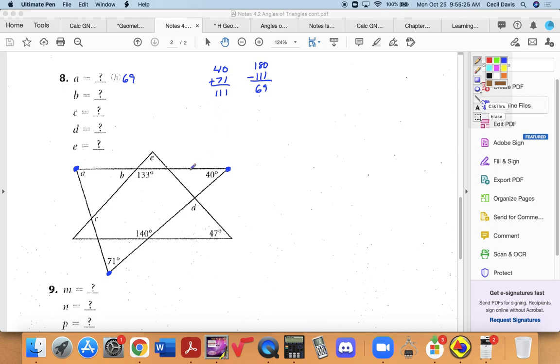Then we're looking for B. B is something from earlier. How can I find B quickly? You know what to do, but you're saying it backwards. Okay, subtract 133 from 180. So 180 minus 133 is 47 degrees.